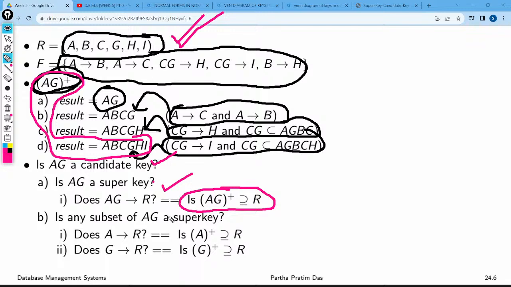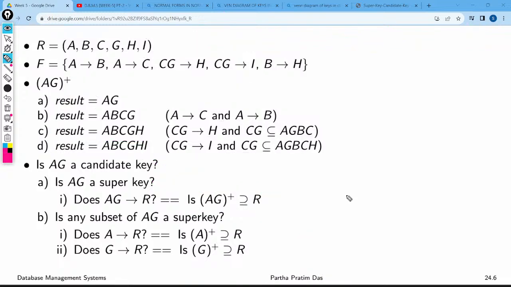Is any subset of AG a super key? No subset of AG is a super key because we checked it in the previous PPT. Let's move forward.